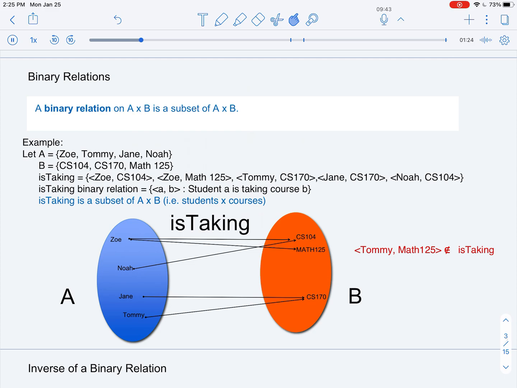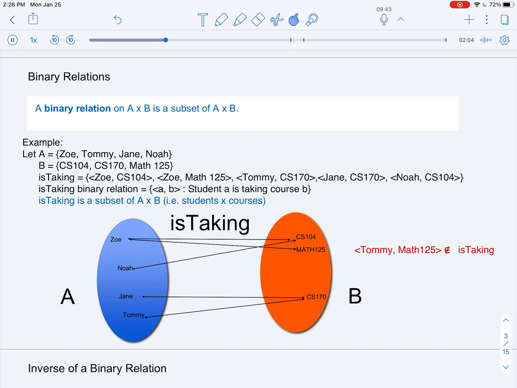So the Cartesian product in this example would be the combination of ordered pairs of students taking every possible class. So the Cartesian product of A and B would be of size 12. There'd be 12 pairs. So we'd have Zoe taking 104, Zoe taking 170, Zoe taking Math 125. So we'd have to have an ordered pair including each student for each class. That's why the size of the Cartesian product would be 12, but you'll notice that is taking binary relation does not have that many ordered pairs in it.